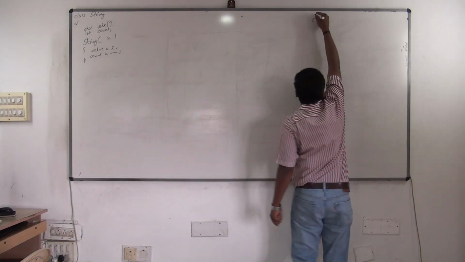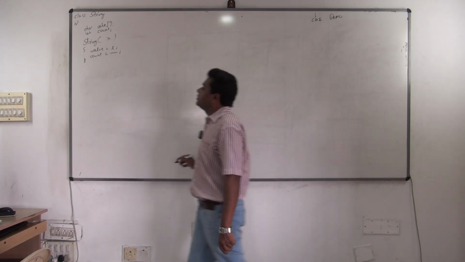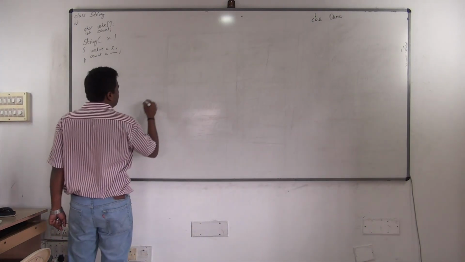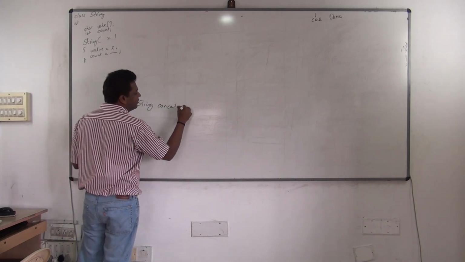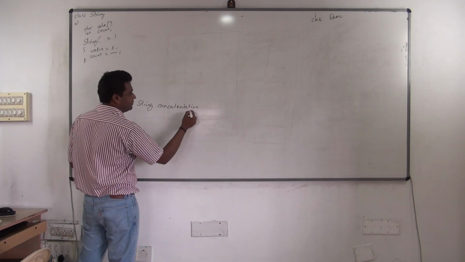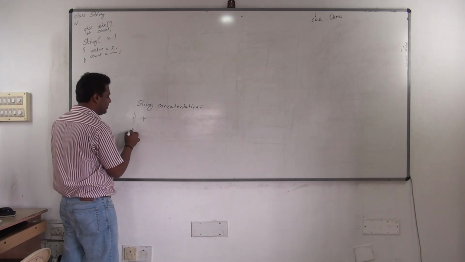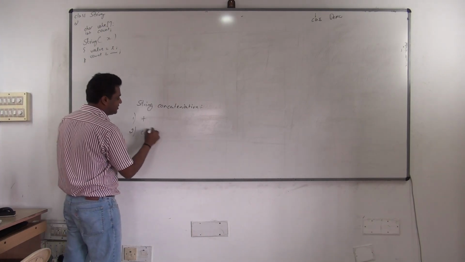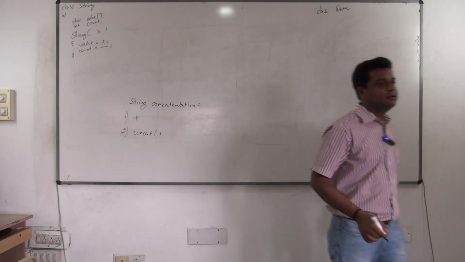See this. First I'll use the concat method. String concatenation can be done in two ways. Concatenation means creating a new string by joining two strings. It can be done with the plus operator or with the concat method. First I'll take the concat method, then I'll go with which one? Plus.